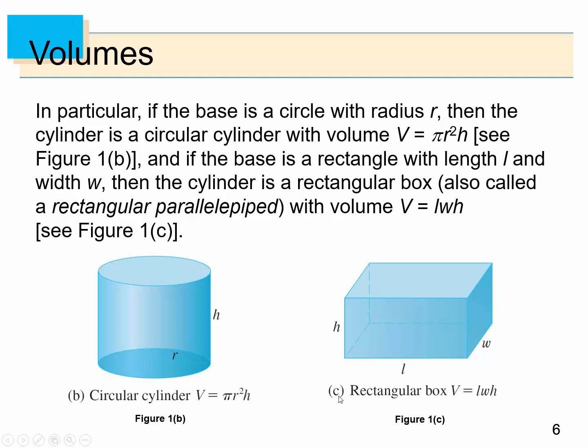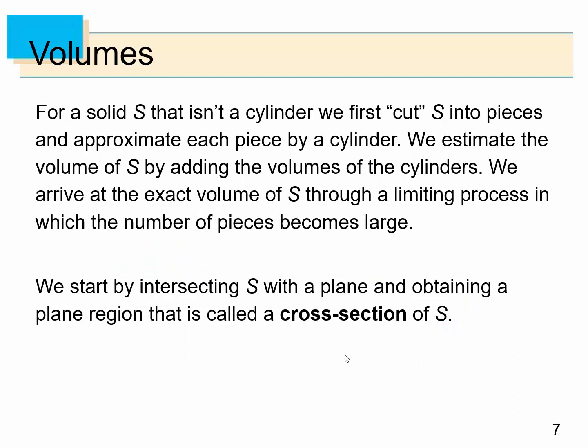And then, of course, we all know how to find the volume of a rectangular box. It's length times width times height. But what is length times width? That's the area of that base, right? So area of the base times the height. So you can see that that formula always holds for any type of right cylinder.